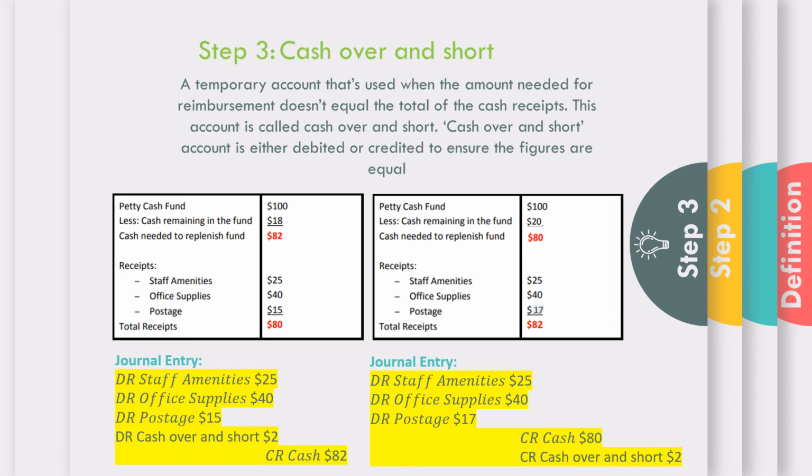In the second table, however, the total cash required to replenish the fund is more than the calculated total from the receipts. In order to do this, we need to make, once again, a journal entry and write a check to ourselves. So we debit staff amenities for $25, we debit office supplies for $40, we debit postage for $17, but in this case we credit cash over and short for $2, and we credit cash for $80.